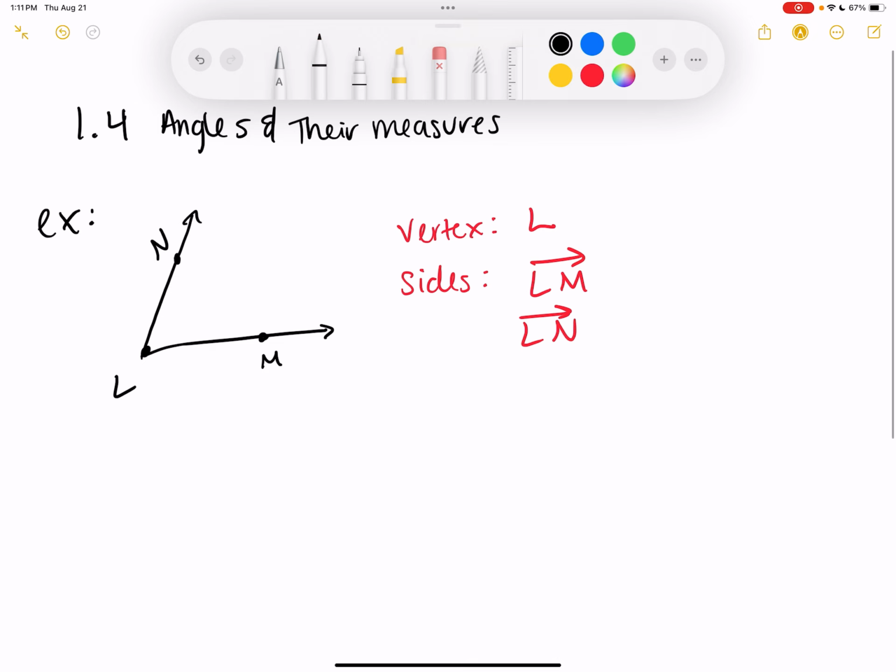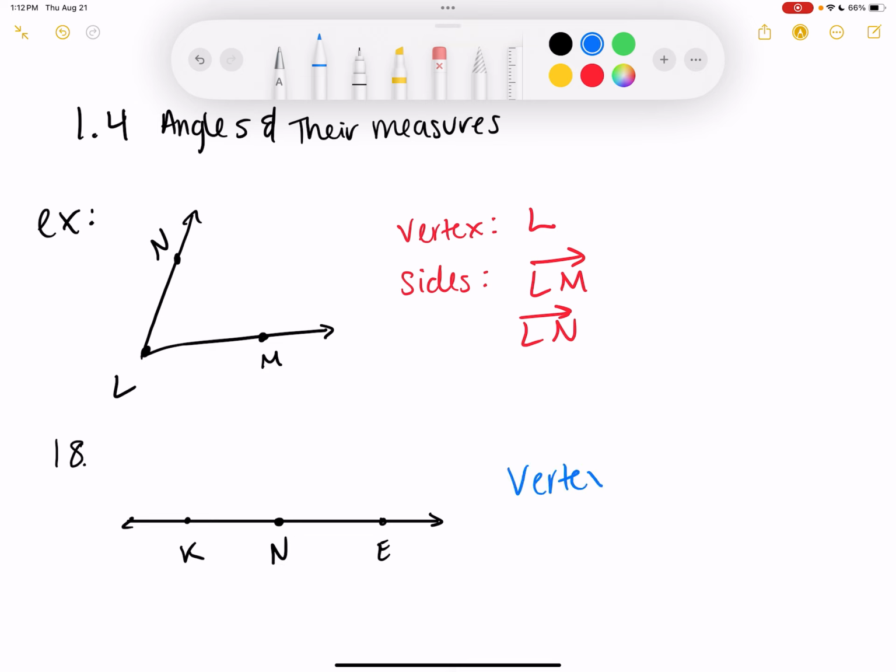Now, the one that they give us is number 18. It's actually a straight line, and it has N, E, and K. Now, this obviously is a straight line, but it also is an angle. It's a straight angle, okay, because it's equal to 180 degrees. So my vertex on this one would be N, and then my sides are NK and NE.